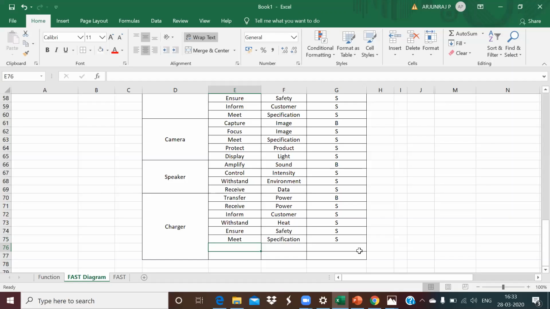And you can also look into the label. The label will inform the customer. Inform customer, okay. It is a label.